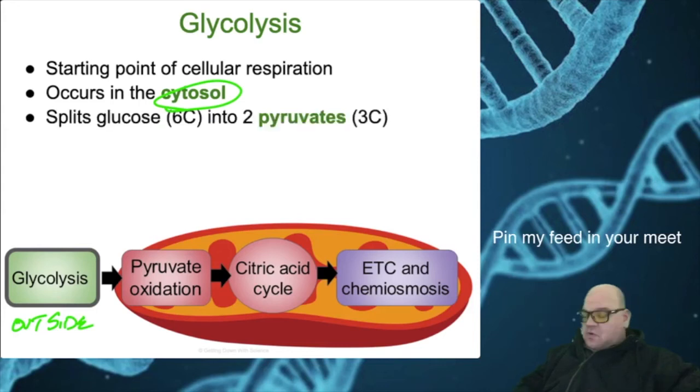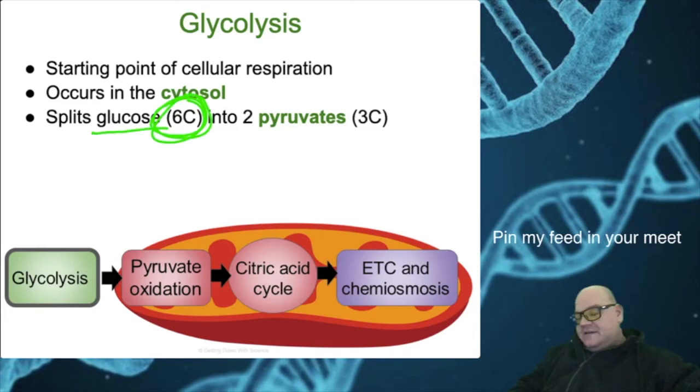So what do we have going on? I said this earlier, we're taking glucose, which has 6 carbons, and we're breaking it in half into 2 pyruvates. So pyruvates are a 3-carbon molecule. Pyruvates are going to move on into the mitochondria in the next step.